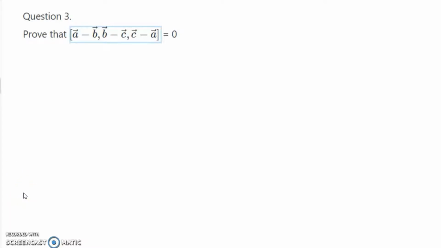Okay, in this question, we are asked to prove the scalar triple product [A minus B, B minus C, C minus A] is equal to 0. So let's expand and write the left hand side. Our left hand side is the box product, which is [A minus B, comma, B minus C, comma, C minus A].